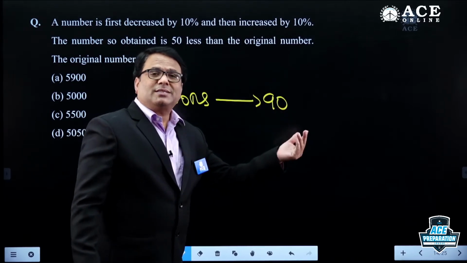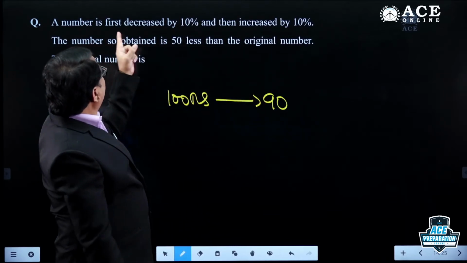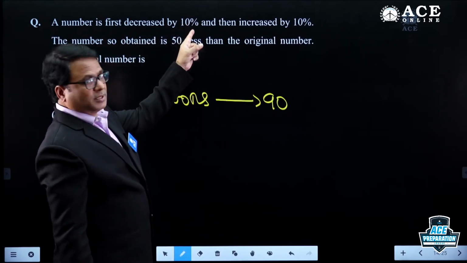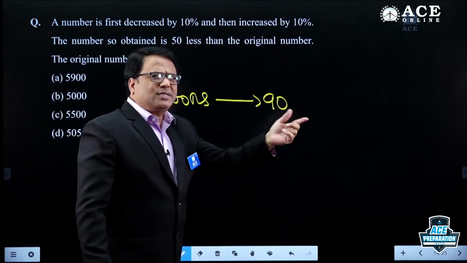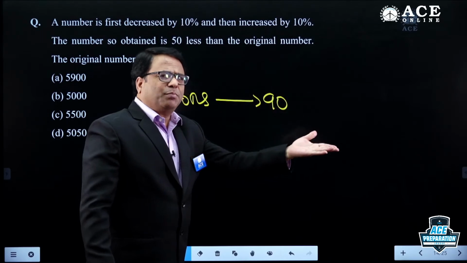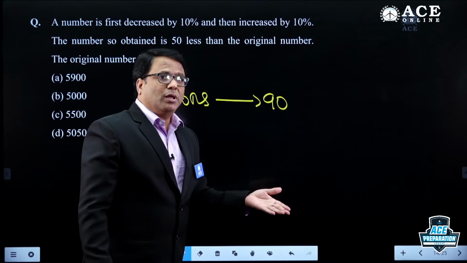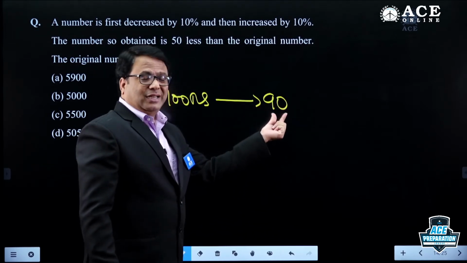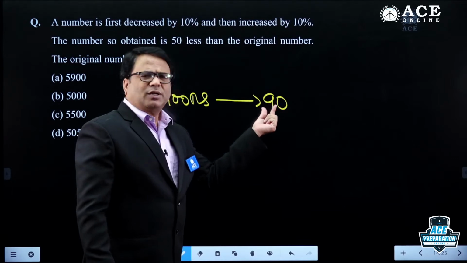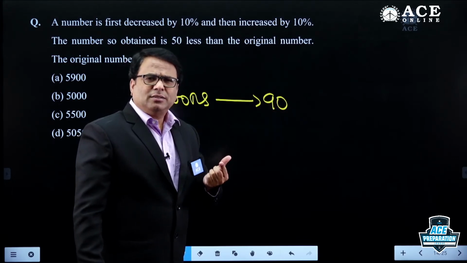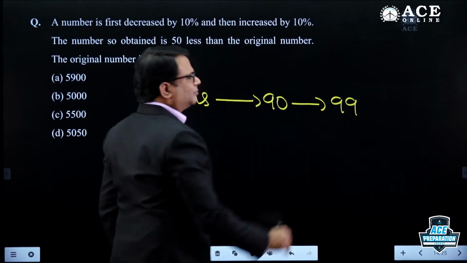So the increase is not on the original number. You can clearly see a number is first decreased by 10% and then, using the word then, that means the next increase of 10% is not on the original number, it is on the new number. And what is the new number? 90. And this is increased by 10%. And 10% of 90 is how much? 9. That means 90 becomes 99.